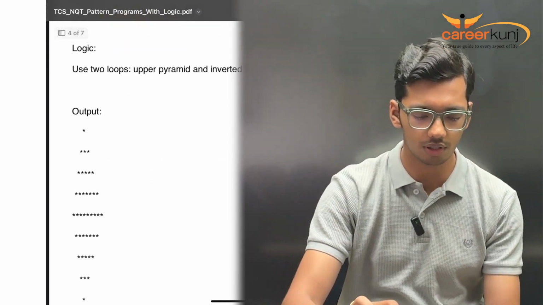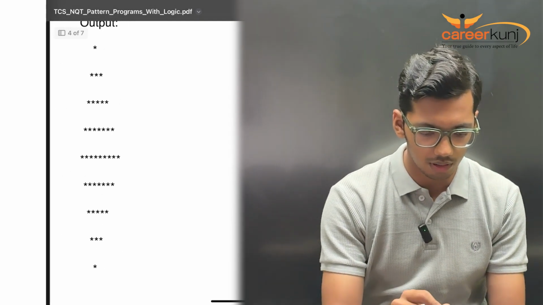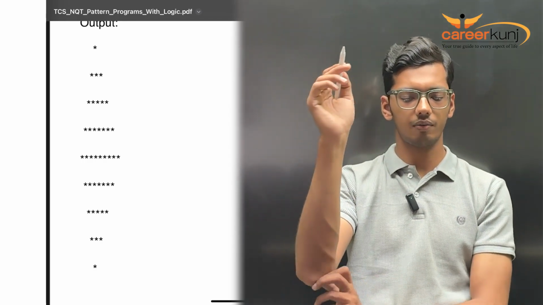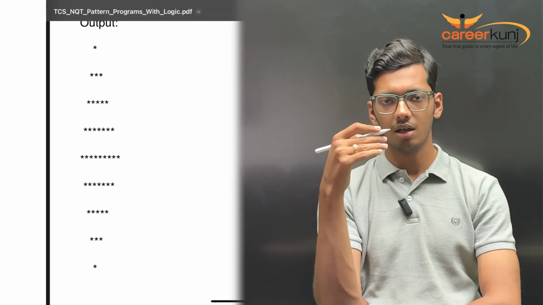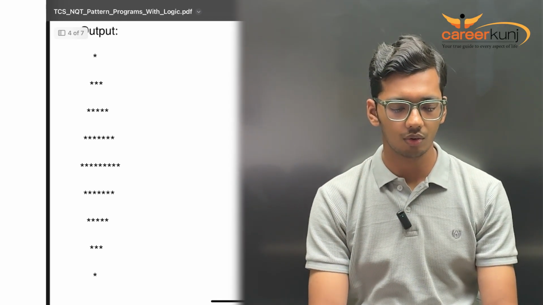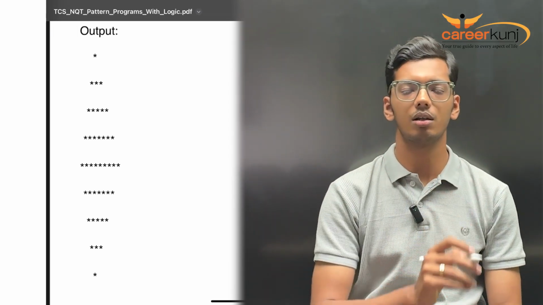All right, let me show you the shape first. Are you able to see my screen? This is the diamond shape. It is nothing but one star, then three stars, 5, 7, 9, again 7 stars, 5 stars, 3 stars, and then at last 1. So as I said, the logic is nothing but a pyramid plus an inverted triangle, with just a single baseline.